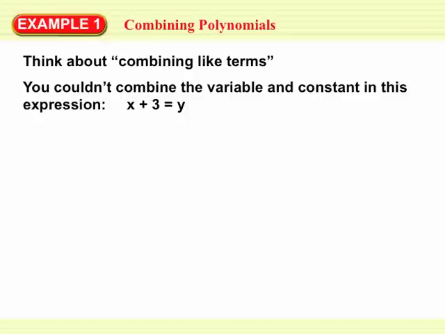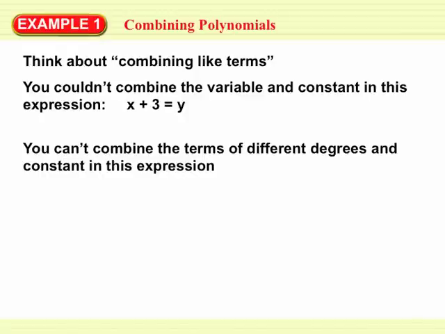Now we need to look at how we can combine polynomials together. When you think in the past about combining like terms, we couldn't combine the variable x and the constant 3 in the expression shown below. x plus 3 wasn't equal to 3x or x divided by 3. Those two, x and 3, were unlike terms, and so we couldn't combine them.